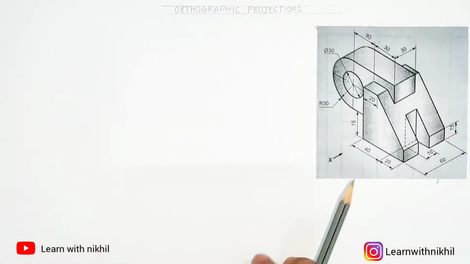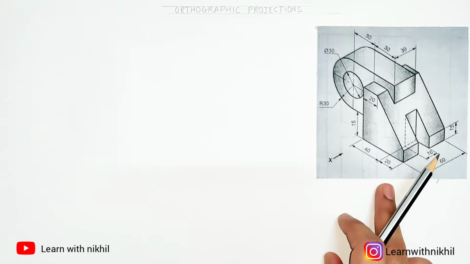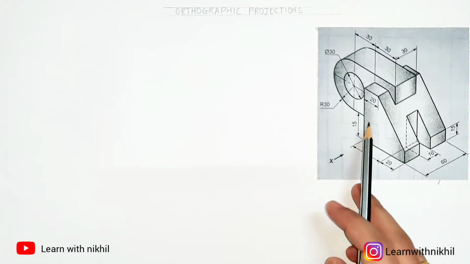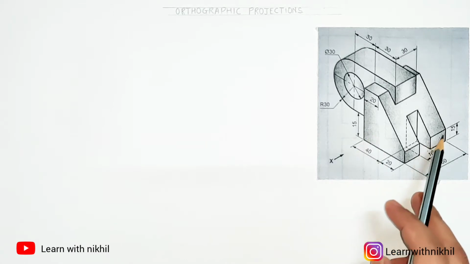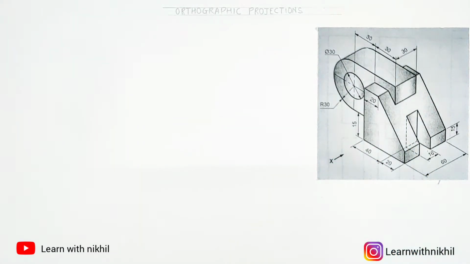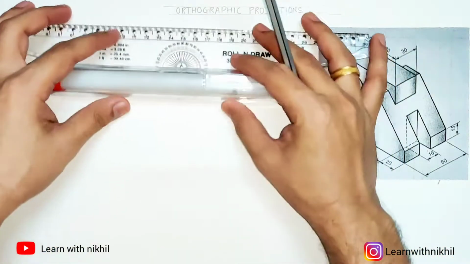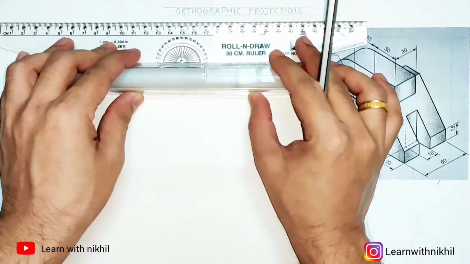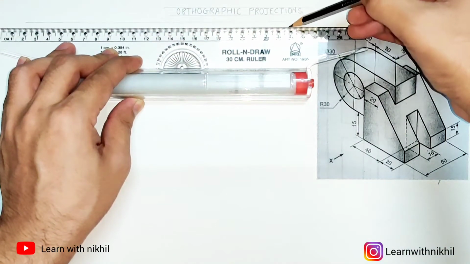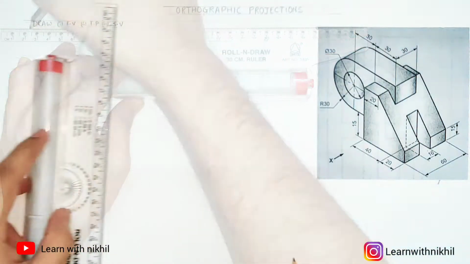Here today we have taken a bit complex sum. We have to draw the front view in the direction of x. This is the side view and this is the top view. We will draw it step by step. You have to draw the front view, top view and the side view.